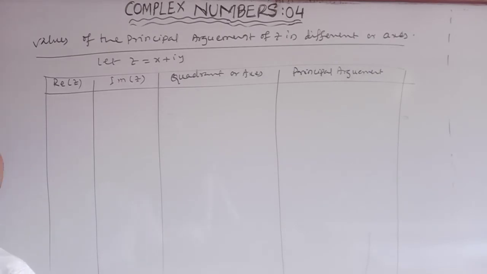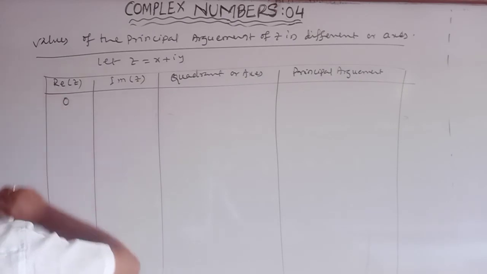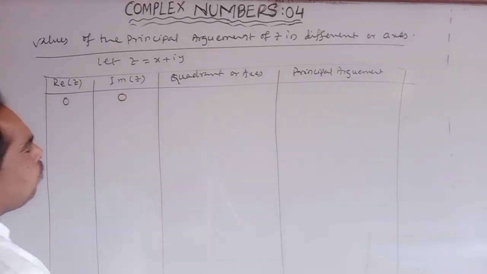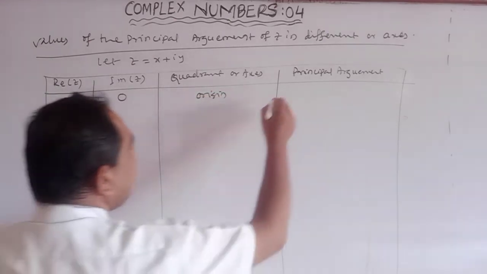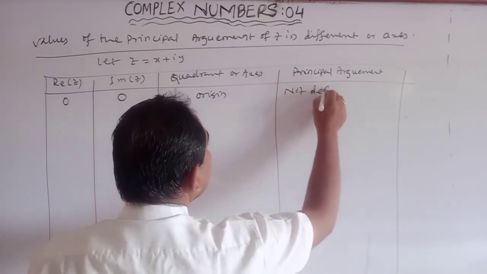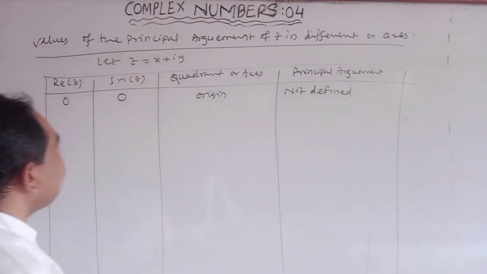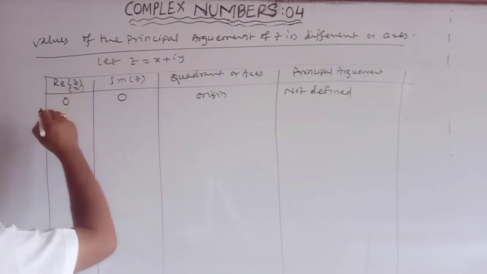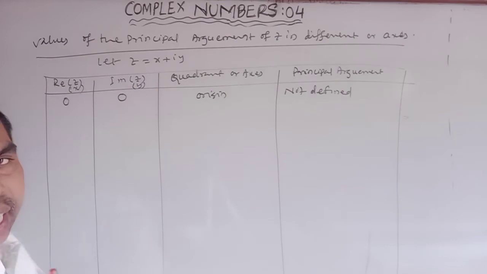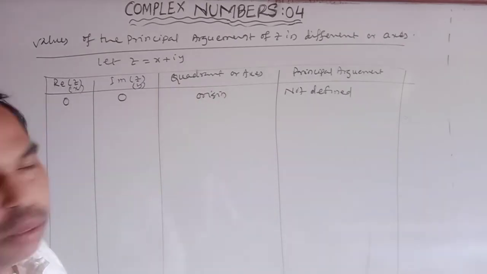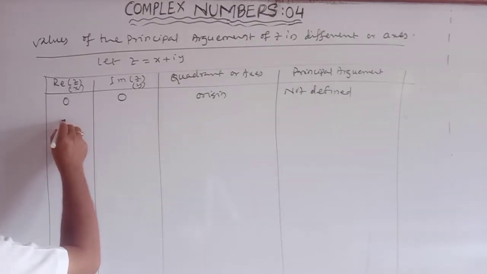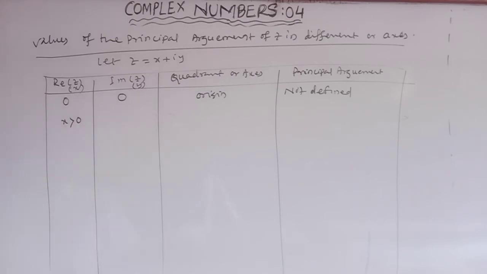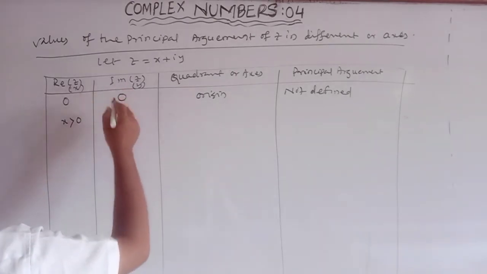Suppose real z is 0 and imaginary z is 0, that is the origin, not defined. Means z is equal to 0, real z means x, imaginary z means y. x is 0, y is 0 means principal argument not defined. Next, x greater than 0, real z is positive and y is 0.